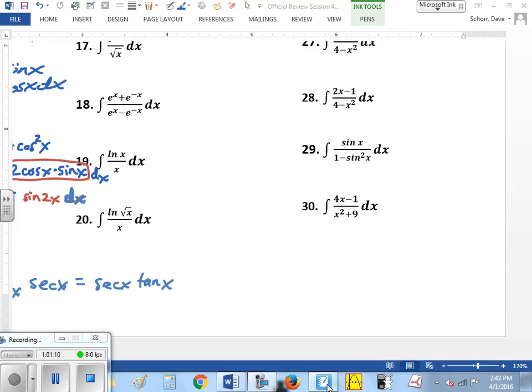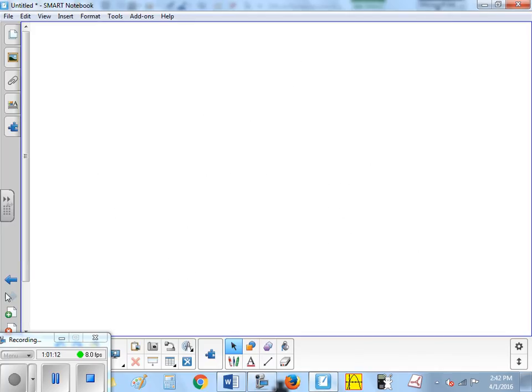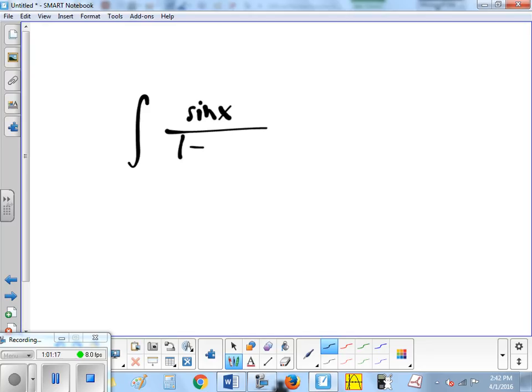Okay, for 29, we have sine x over 1 minus cos squared. Is the calligraphy pen okay? It's cool looking, isn't it?